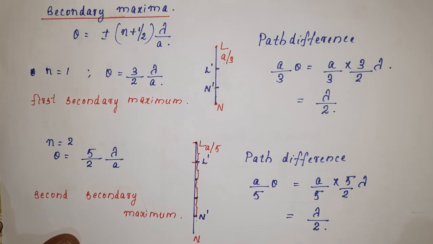In the case of the third secondary maximum, we can assume the slit to be divided into 7 equal parts. So only 1/7 of the slit will be contributing towards the intensity. So this is how we can explain how the intensity of secondary maxima decreases and how it varies from the intensity of the central maximum.